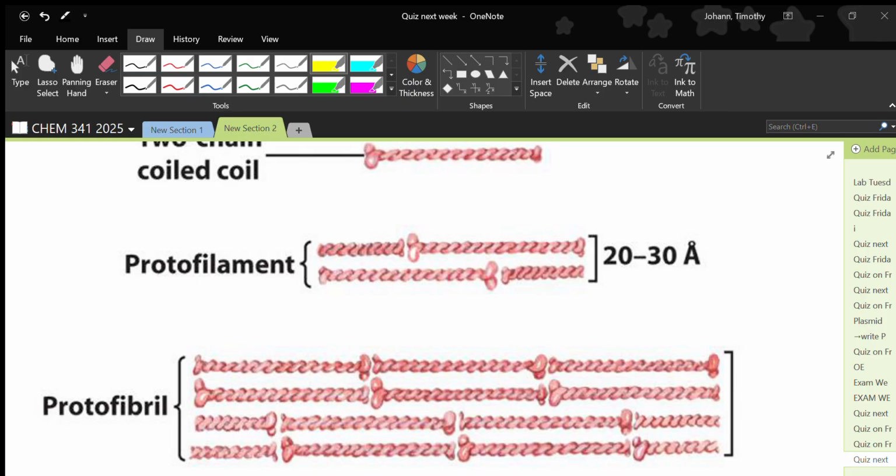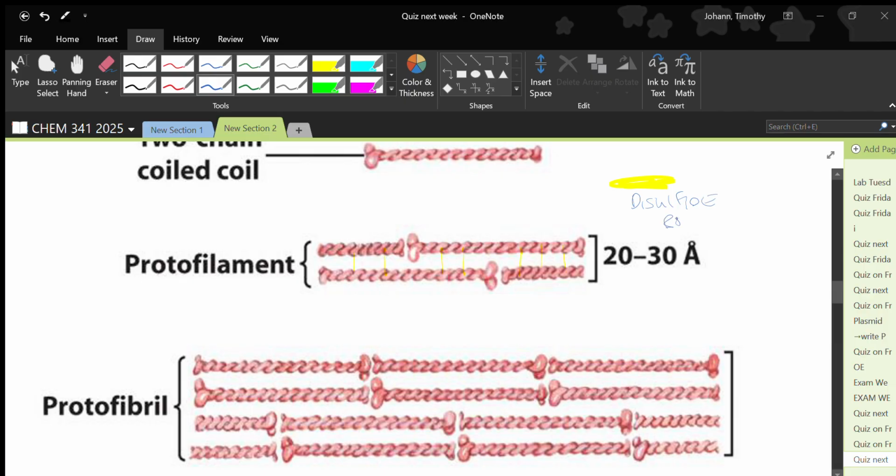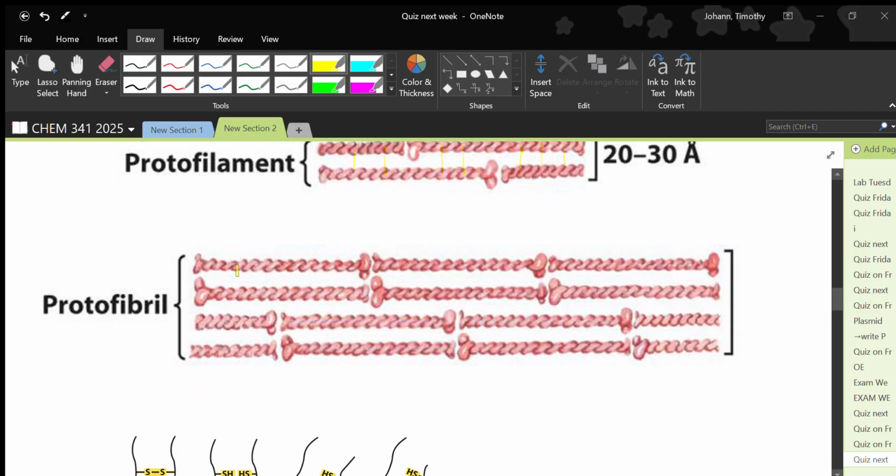And at this point, we're going to get our disulfide bonds holding these protofilaments together. So I'm going to do this, and I'm going to say disulfide bond. So we get this protofilament, and that's going to give us this coil. That's what's going to hold these things together. And so this is what's in the structure of your hair, and it's also in the structure of your nails.